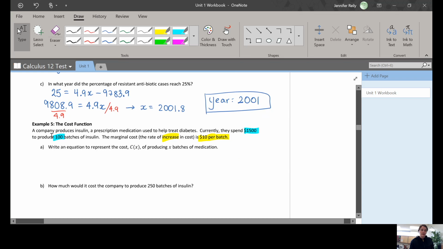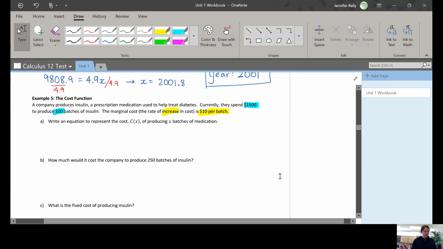Okay, so they give us 1 point. They say that 100 batches of insulin cost $1,500, and they give us the slope. So the best equation to use is point slope form. If you want to pause the video now, you could try this question yourself, or you can do it along with me.